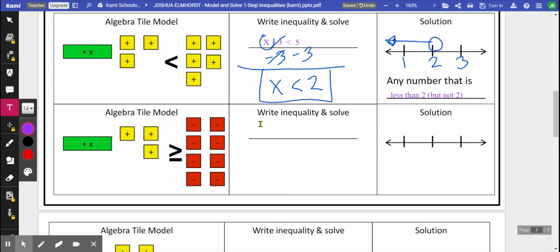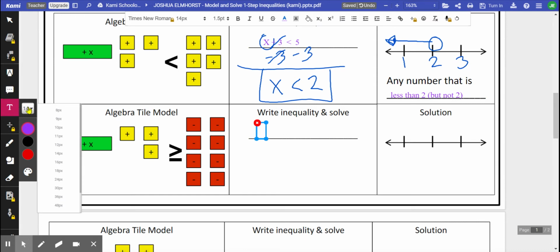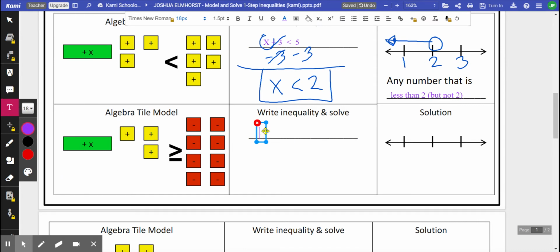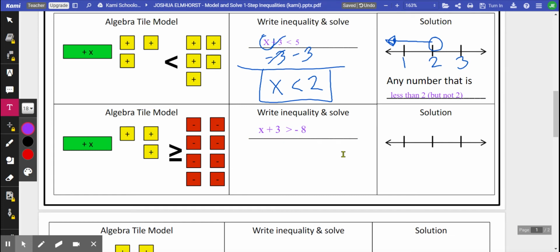All right, so looking at the next one here. Okay, so we've got x plus 3 is greater than or equal to, and I'm going to type the symbol on the keyboard, -8. There is an equal to symbol down below, so we're going to write that in there. So let's solve here.